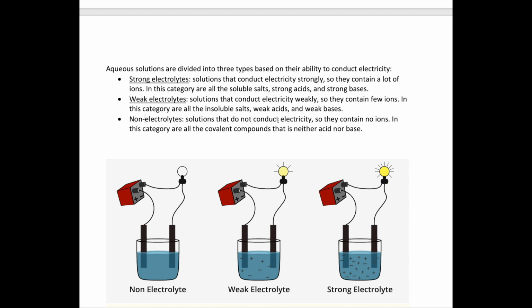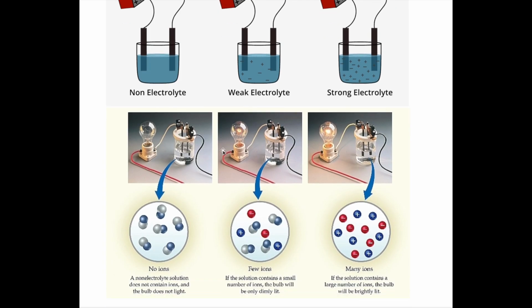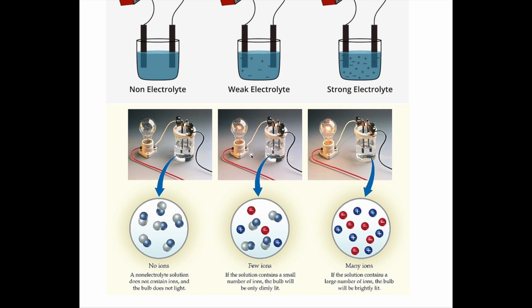Non-electrolytes are solutions that don't conduct electricity, so they can't be any type of ionic compound or species that produces ions. They have to be covalent compounds that are not acid or base. These have to dissolve in water, so they have to be polar covalent compounds. Now, the experiment that you'll do today is very similar to this picture right here. You will have a light bulb or some type of instrument that's connected to wires. The wires can then be submerged into different solutions, and you'll see whether that light bulb turns on brightly, dimly, or not at all, and that would be the case for strong, weak, and non-electrolyte.